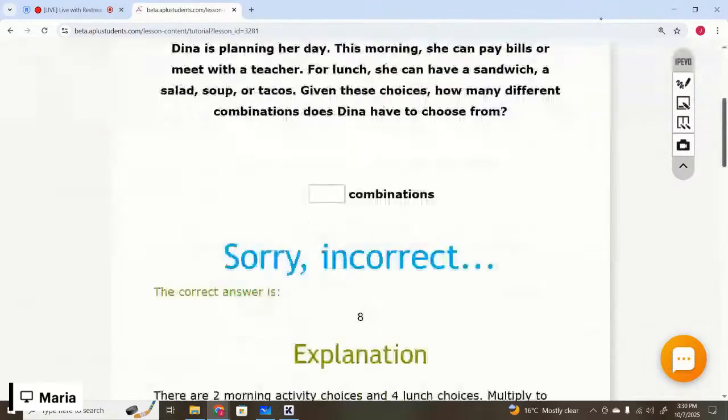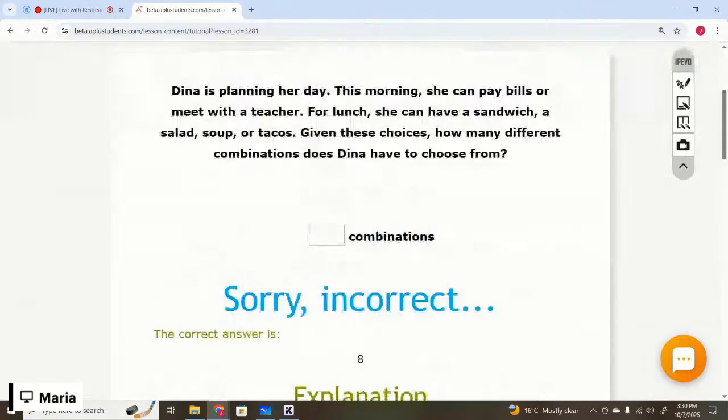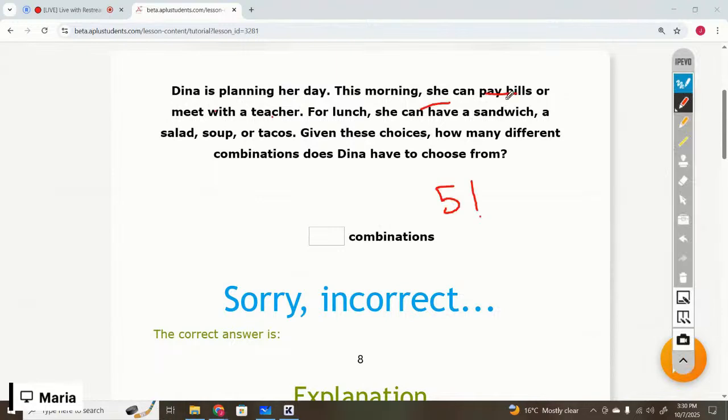Dina is planning her day. This morning she can pay bills or meet with a teacher for lunch. So she has two options. Either she can pay bills or meet with a teacher. Two options here, right? Now for lunch, she can have a sandwich, a salad, soup, or tacos. Four options it is. Given these choices, how many different combinations does Dina have to choose from?